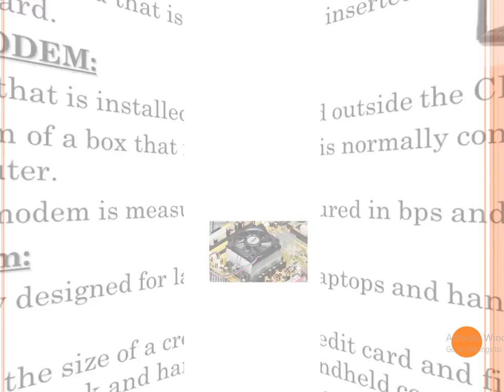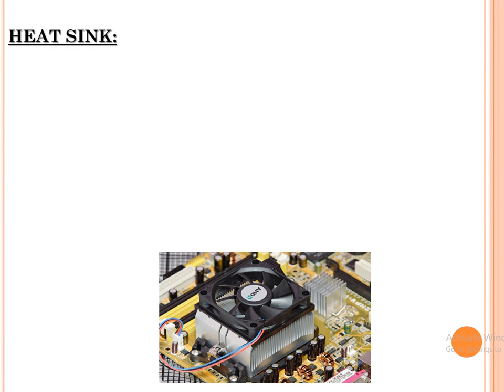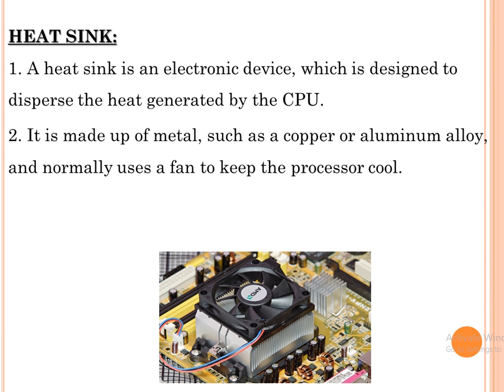Okay, children, come to the next one, that is heat sink. See, children, this heat sink is very important in the computer because while we are using the computer, if you use it for 5 to 10 minutes continuously, the system gets heated up. To reduce the heat, we need heat sinks. What it will do is take the warm air from the inside to the outside and send it out, making the processor cool and the entire computer cool, so we can continue to work for hours. For that purpose the heat sink is used.